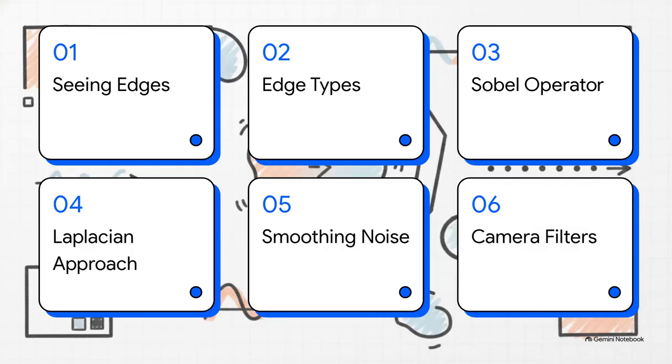Here's a quick look at the roadmap for today's explainer. First, how computers see edges. Then, types of edges. Number 3, finding edges with Sobel. 4, the Laplacian approach. 5, smoothing out the noise. And finally, real-world camera filters.